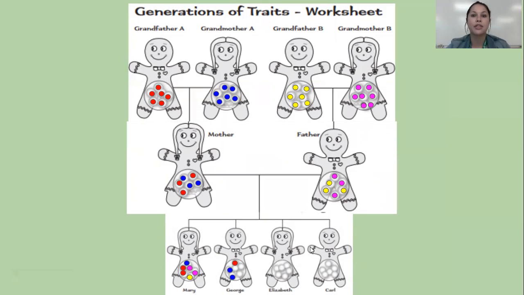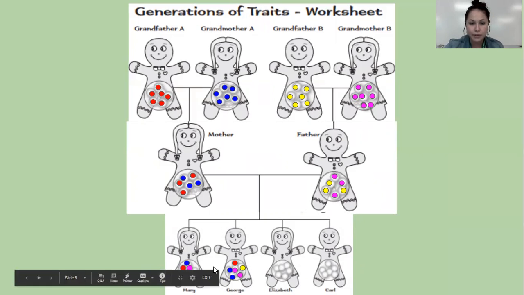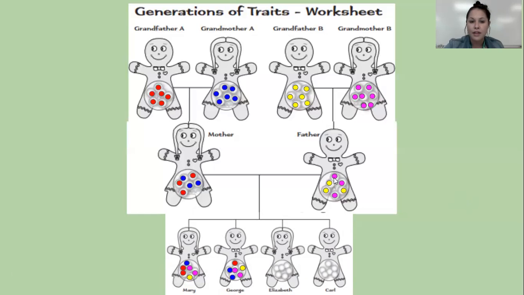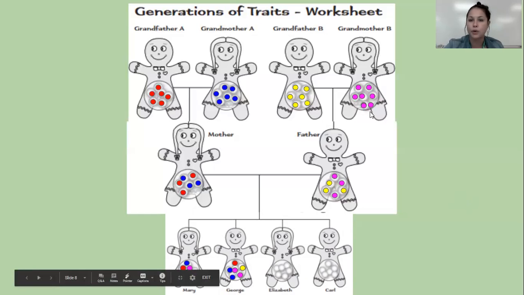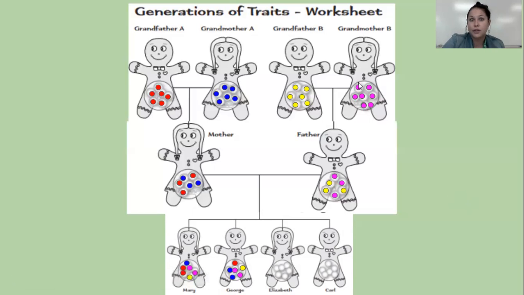And then he's going to get 3 from his father. 2 purples and a yellow. So they both got 2 purples and a yellow. They both got some red and some blue, but not the same amount. And remember, each of these traits represents something different. So even if they both got 2 purple ones from grandmother B, it could be different traits. One of them might have gotten her hair color. One of them may have gotten her eye color.